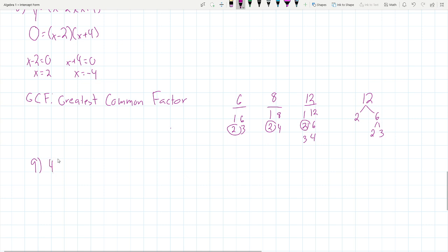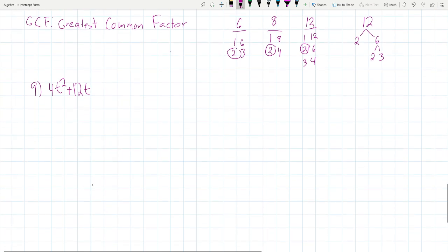All right, so let's look at number 9. Number 9, we're given 4t squared plus 12t. Now, whenever we're looking for this, we're looking for things that they have in common. A thing that these have in common, and I noticed right off the bat, is that both of these have a t. So what happens when they both have a t? I take a t out of everything, so 4t squared turns into 4t, and 12t just turns into 12. Because if I multiplied this t back, I'd have 4t squared plus 12t. All right, so that's how that works out.